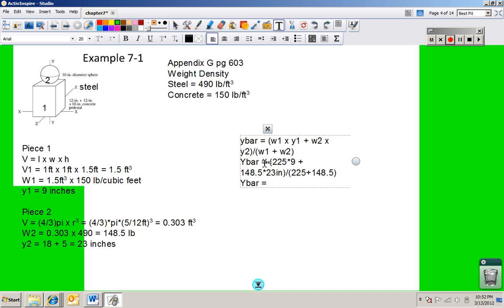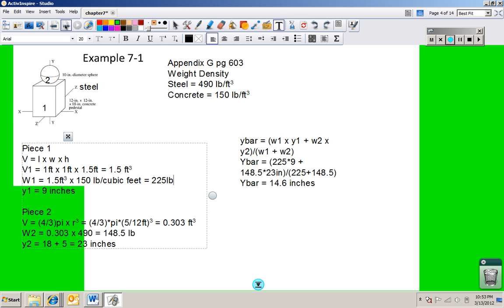14.6 inches. Okay, this 225 comes from right here. Right? Okay, so that's the answer to that problem.